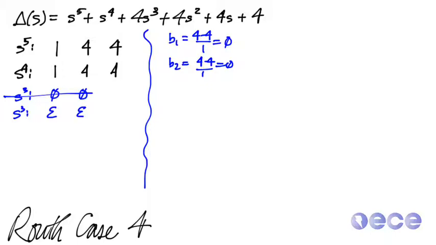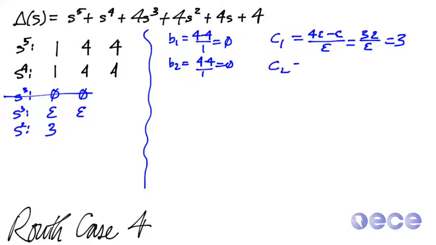So let's go ahead and substitute the values epsilon here. For s squared, we see that c1 equals 4 epsilon minus epsilon over 3, or 3 epsilon over 3, which reduces to 3. The second element in the s squared row is 4 epsilon minus 0 divided by epsilon, equal to 4.